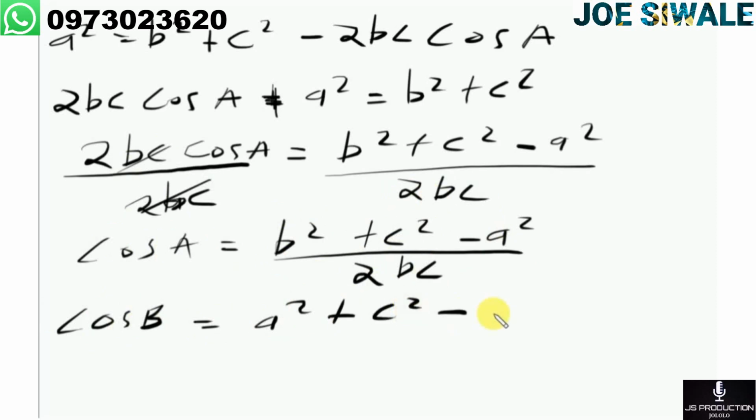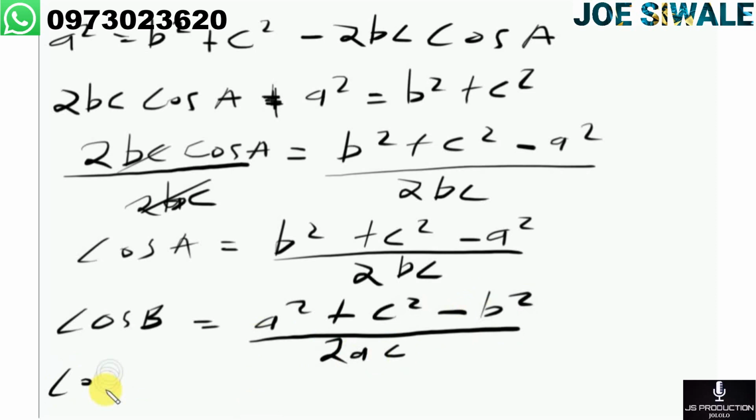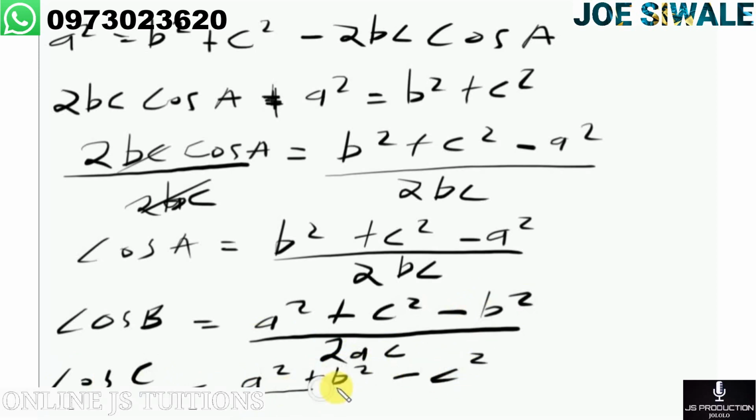So this is the formula that you use when calculating the angle at A. What about if you are calculating the angle at B? That's going to be cos B is equal to a squared plus c squared minus b squared over 2ac. What about if we are calculating the angle at point C? That's going to be cos C is equal to a squared plus b squared minus c squared over 2ab.